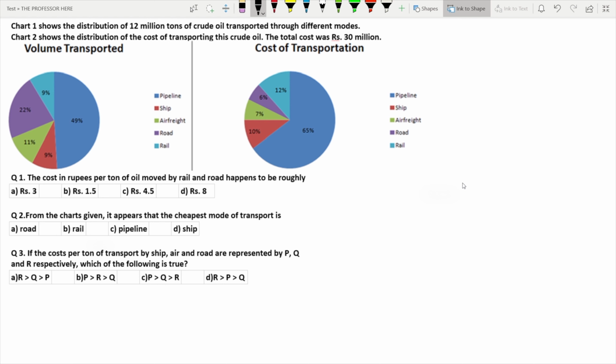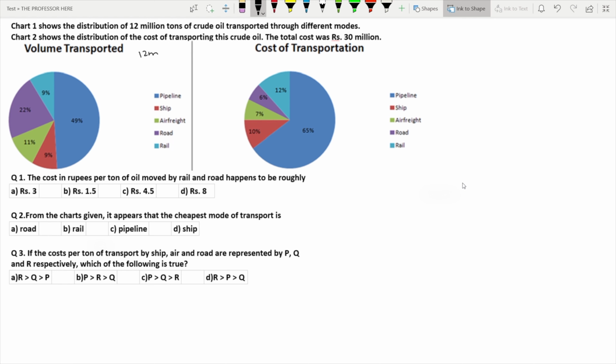Chart 1 shows the distribution of 12 million tons of crude oil transported through different modes. Chart 2 shows the distribution of the cost of transporting this crude oil. The total cost was rupees 30 million. So the first chart represents 12 million ton of crude oil which has been transported through different kinds of distribution modes. For example, through pipeline, 49% of crude oil was transported. So I hope you understood this chart.